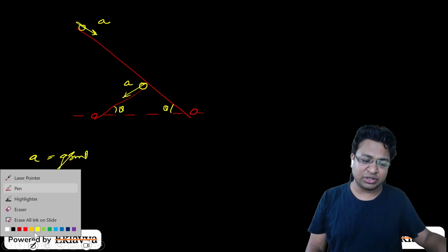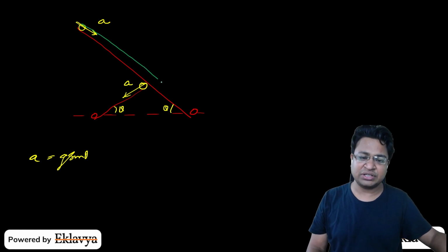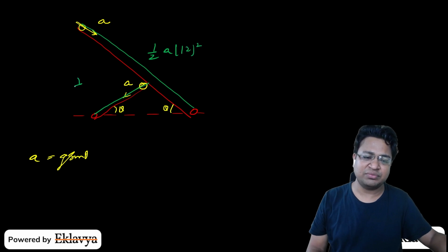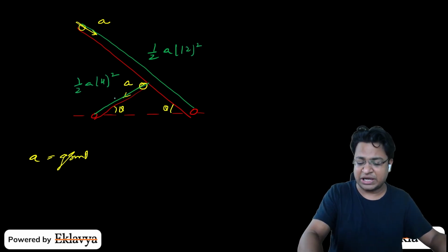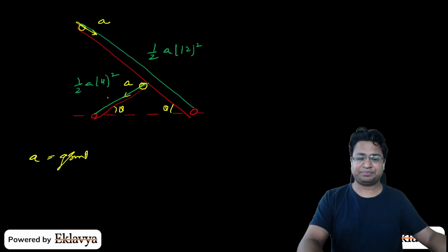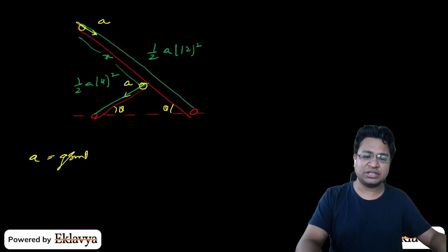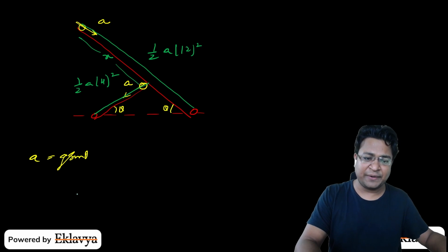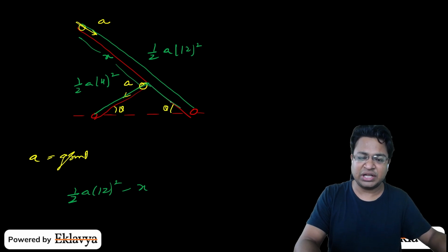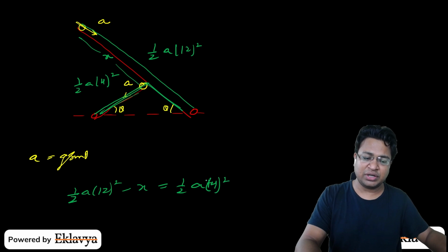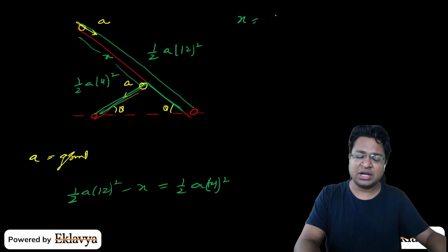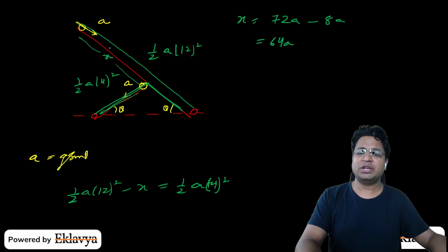All right, so now the question next tells that in 12 seconds the particle reaches this level, and in 4 seconds this reaches this level. So this should be half a 12 squared, and this should be half a 4 squared. Let me check the times once again. It was 4 and 12 only. Yes. All right. So if this distance is x, if I consider this distance as x, the equation that I can write is half a 12 squared minus x. That means this length will be equal to this length, which would be half a t squared, and t is given to be 4. Okay, so from here we get the value of x as 72a minus 8a, which becomes 64a. So we now know the value of x.